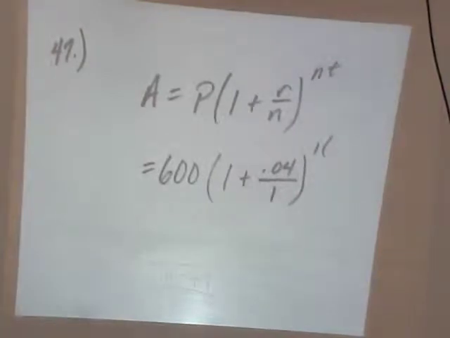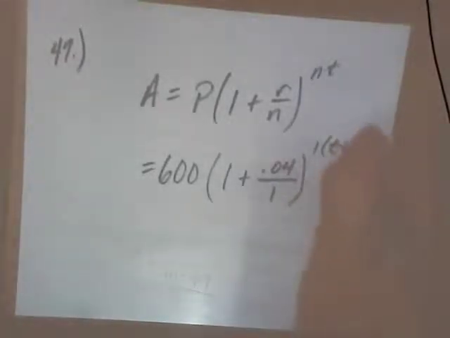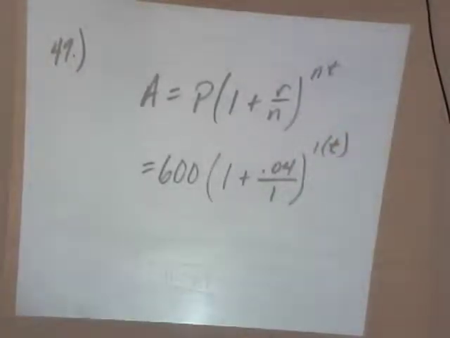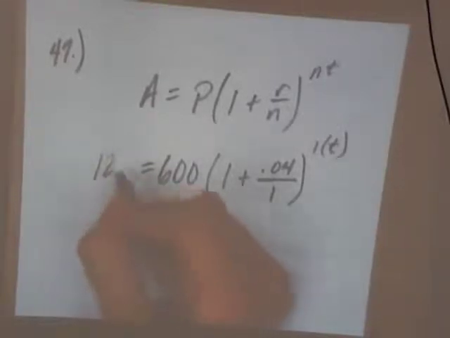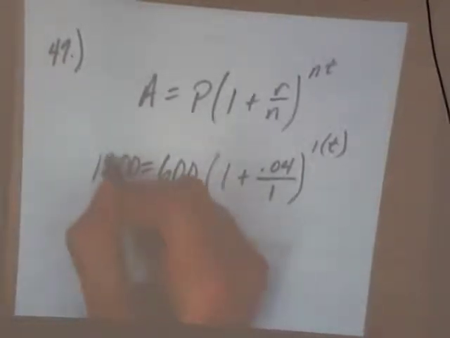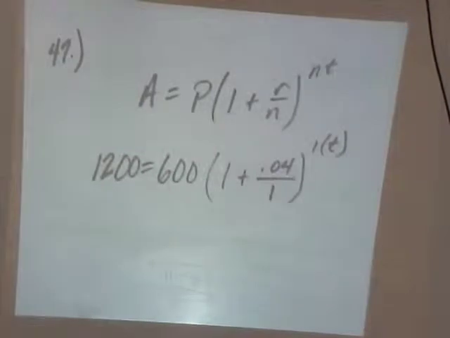We're looking for T, right? Yeah. Use the formula to find the number of years. So T is our variable. And then A is 1200. A is 1200. Yeah. How'd you get that? Oh, because it said double $600. Good. Any questions on any of that?